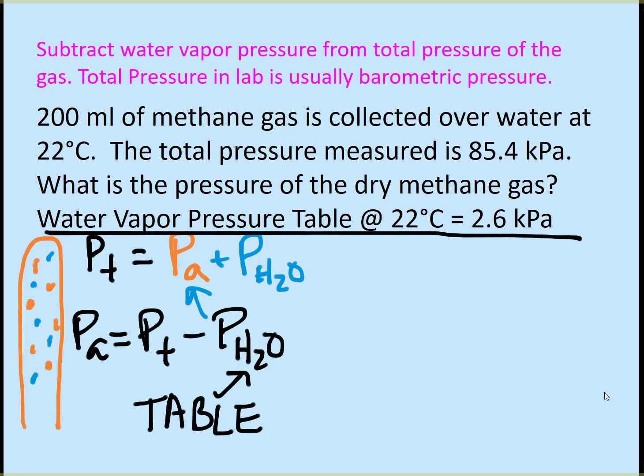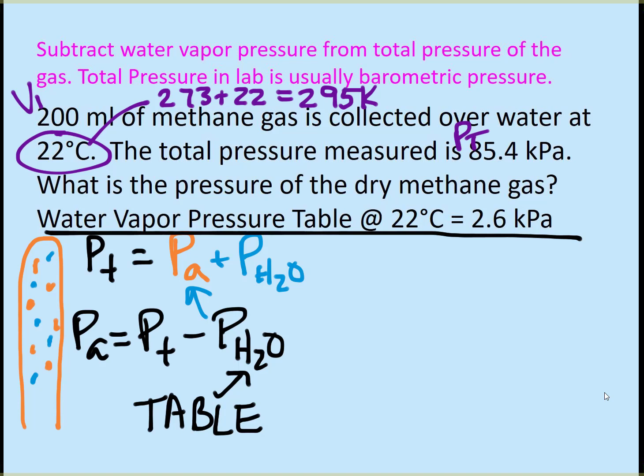We have a 200 milliliter methane gas sample. And remember, a gas assumes the shape of its container, so this is going to be the volume of my gas. And let's see here, it's collected over water at, and there is my temperature. Remember, we've got to change it to Kelvin. So 273 plus 22 is 295 Kelvin. And we have our total pressure right here, and we also have our water pressure, which is right here.